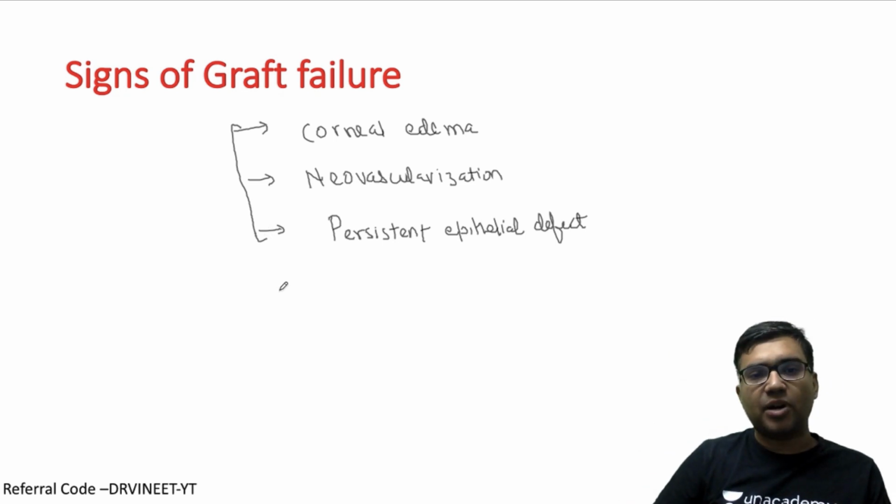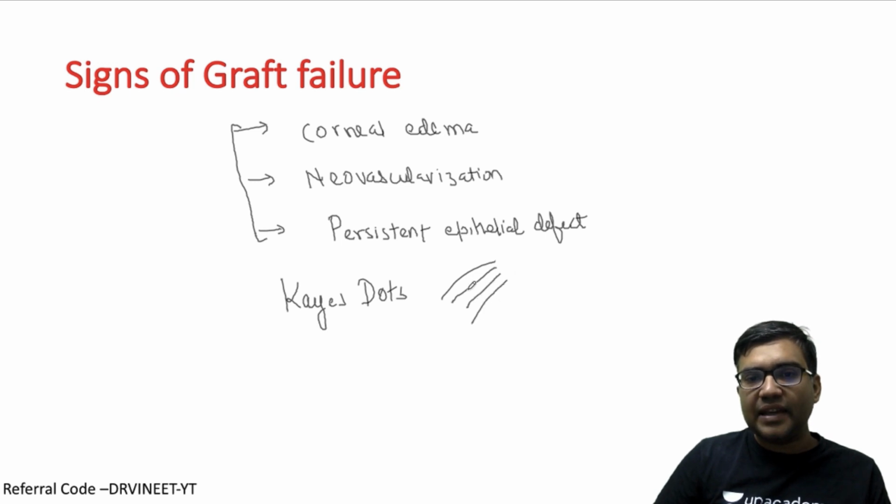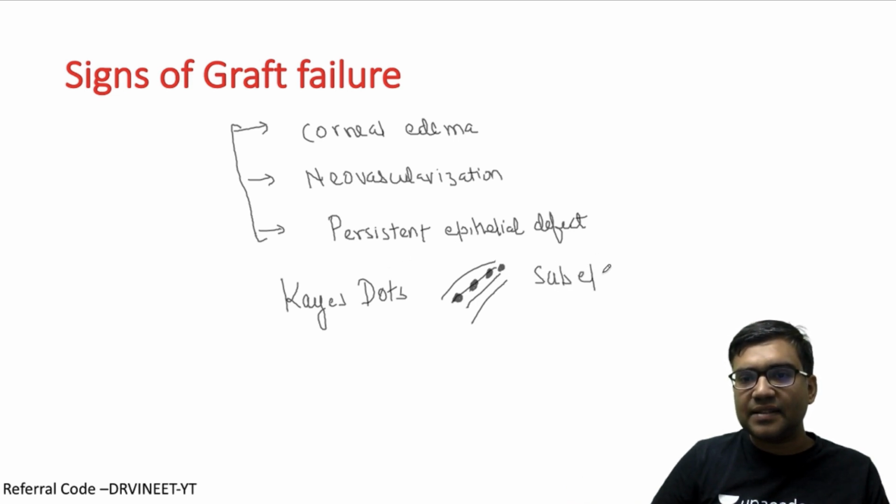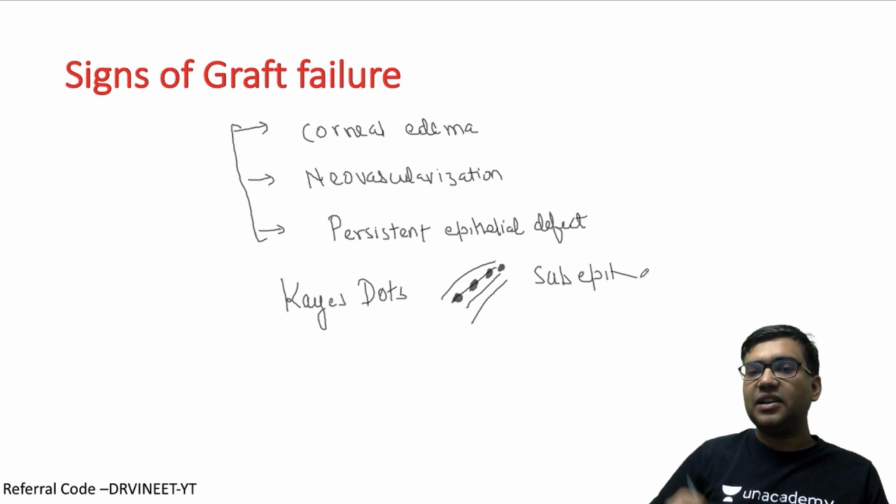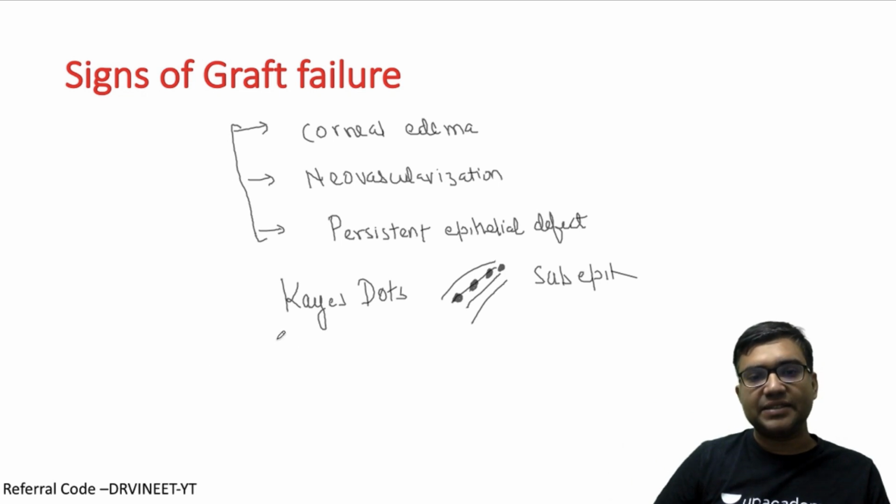Sometimes they asked about two more things. One is case dots. So what is case dots? So case dots are in your subepithelium region, there are deposits that are formed. Okay, so these are the deposits in the subepithelial region which are indicating of a graft failure.